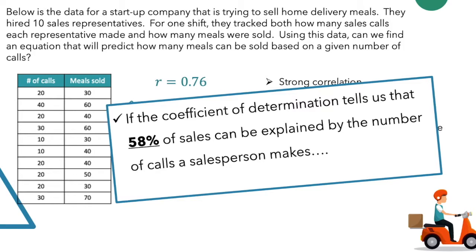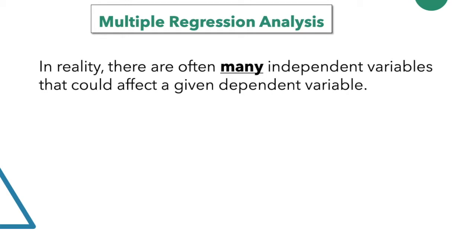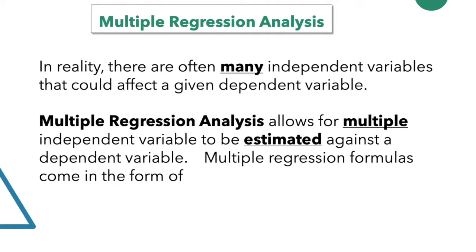Okay, if the coefficient of determination tells us that 58% of sales can be explained by the number of calls a salesperson makes, what about the other 42%? Like, how do you explain that? Well, here's where we enter with multiple regression analysis. Because in reality, there are often many independent variables that could affect a given dependent variable. Multiple regression analysis allows for, well, multiple independent variables to be estimated against a dependent variable.